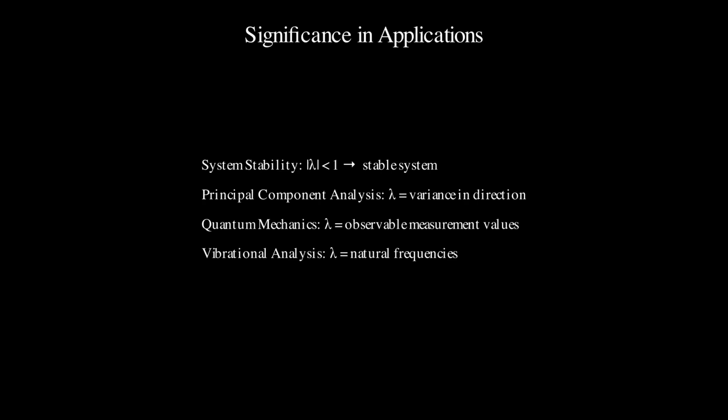In system stability analysis, eigenvalues with magnitude less than 1 indicate stable systems. In data science, eigenvalues represent variance along principal components. In quantum mechanics, eigenvalues correspond to observable measurements, and in mechanical engineering, they relate to natural frequencies of vibration. Understanding eigenvalues and eigenvectors gives us deep insight into the behavior of linear transformations.